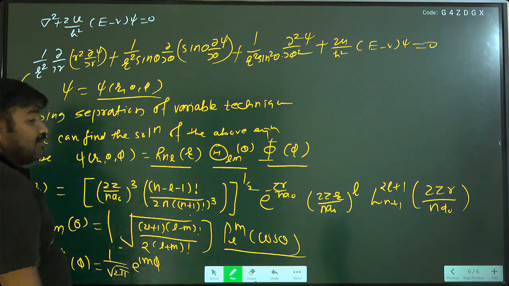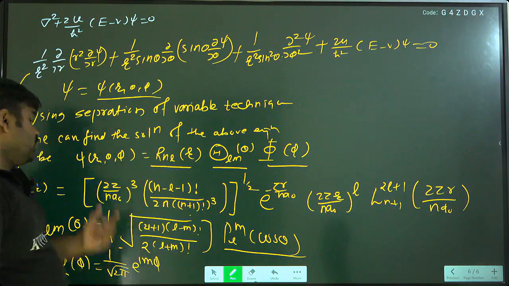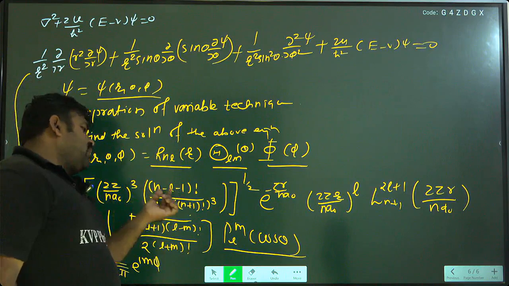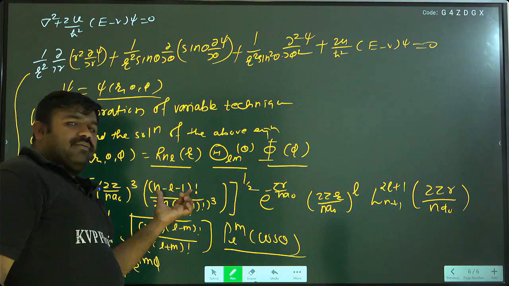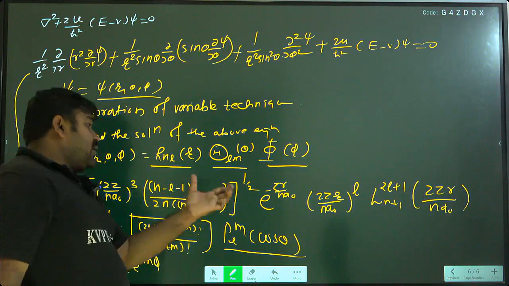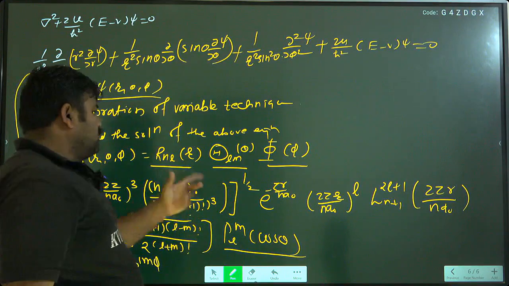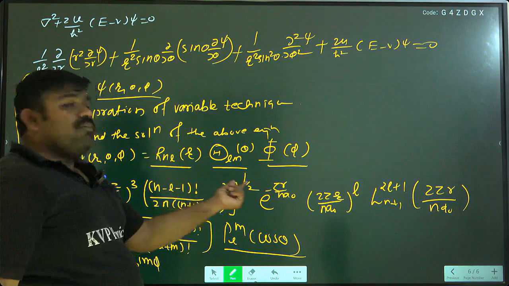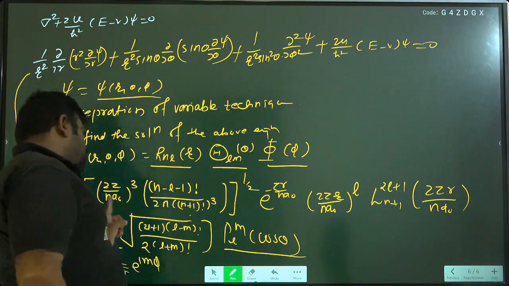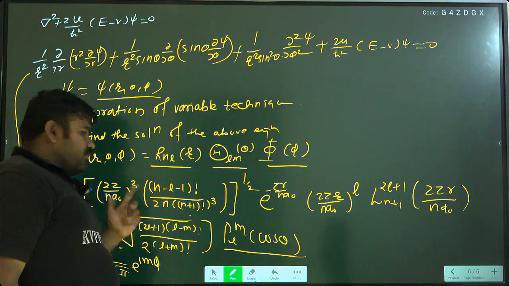R of r का तो बहुत डिफिकल्ट दिखाई दे रहा है. देखिए, 2z upon n a naught bracket to the power 3 into n minus l minus 1 bracket complete factorial upon 2n into n plus l factorial bracket to the power 1 by 2. मतलब ऐसे भी लिख सकते हैं root 2z upon n a naught bracket to the power 3. समझ में आ रहा है?